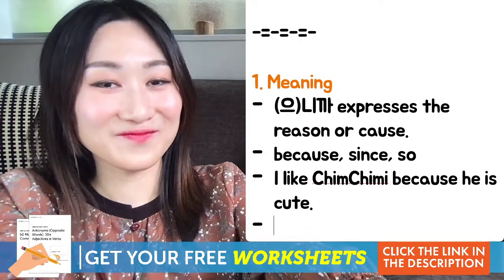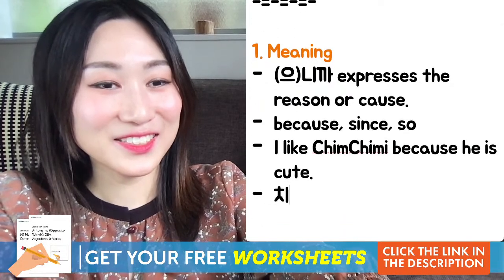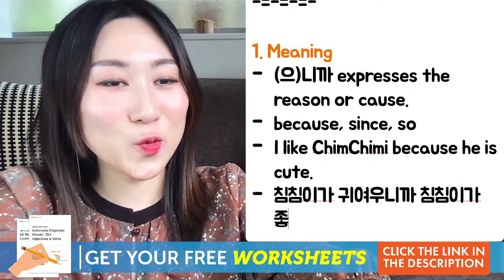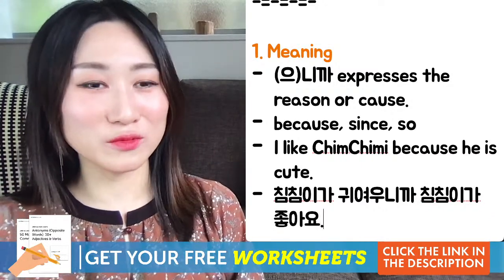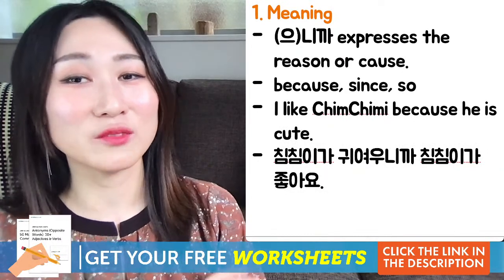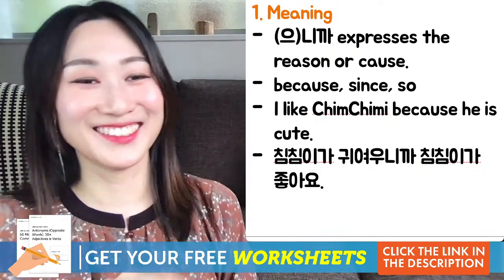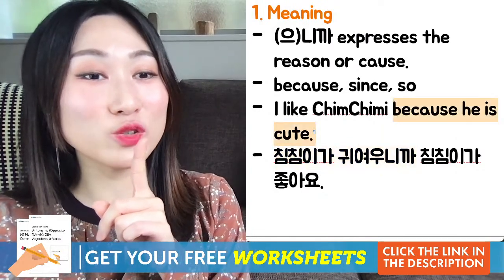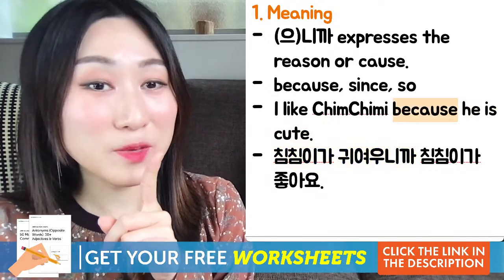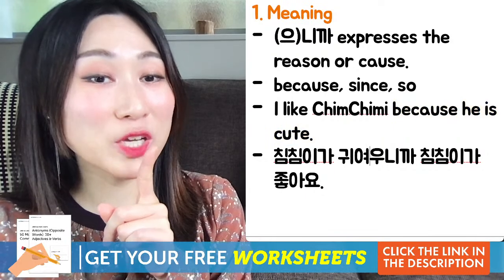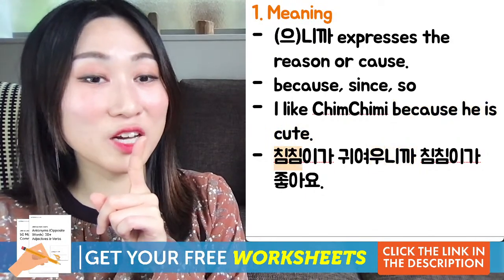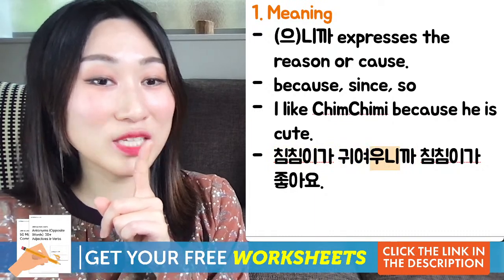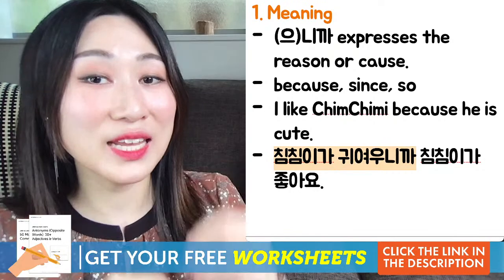We say 침침이가 귀여우니까 침침이가 좋아요. So someone asks, why do you like 침침? Why do you always bring 침침 to every lesson? So I said, I like 침침 because he's cute. 침침이가 귀여우니까 침침이가 좋아요. I'm putting because he's cute at the beginning. And you put because before the clause, but I put because after the clause. 침침이가 귀여우니까. So it literally means 침침 cute, 침침 is cute because. So this becomes one clause explaining the reason or cause.